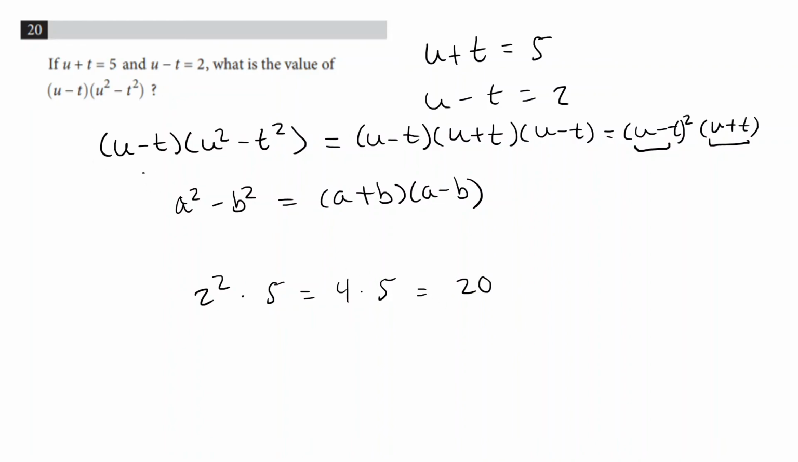So what we did was we factored out this part using difference of squares. Very important formula to remember, just in case you don't have it memorized. You definitely should. Into this u minus t times u plus t times u minus t. And then we could have just evaluated like this by plugging in the values, or we could have just grouped it up like that. So u minus t squared times u plus t, which yielded 2 squared times 5 is equal to 4 times 5 is equal to 20.